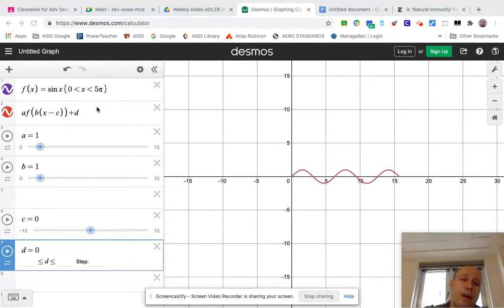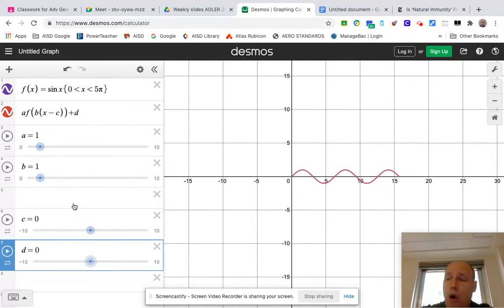So let's start with this. I created A and B, and A and B I need from 0 to 10 because I don't want negative values. And C and D are from negative 10 to positive 10. I can have positive or negative values. But let's start with the C and D.